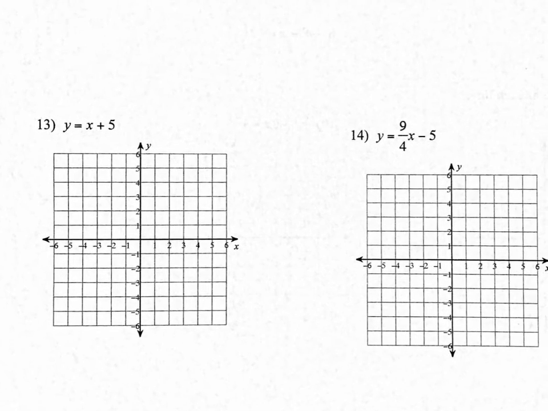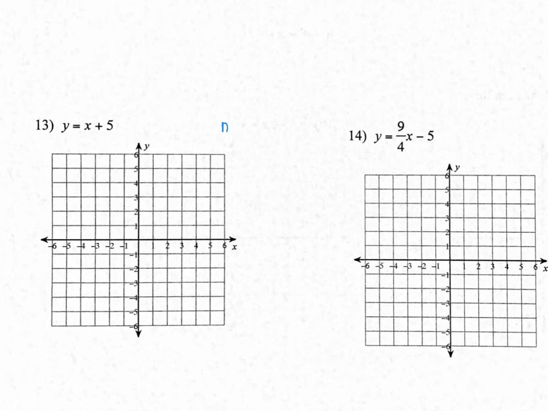Number 13, our slope is 1. Our y-intercept is 5. So I'm starting at y of 5, and slope of 1. Remember this is a whole number, so if I need it to be a fraction, I just put it over 1. Top number is positive, so it goes up. Bottom number is always to the right. So this would be up 1, right 1. So it looks like that.